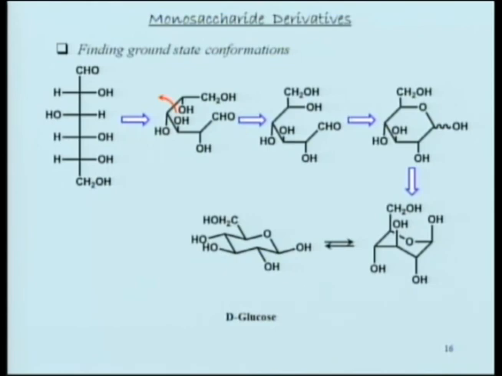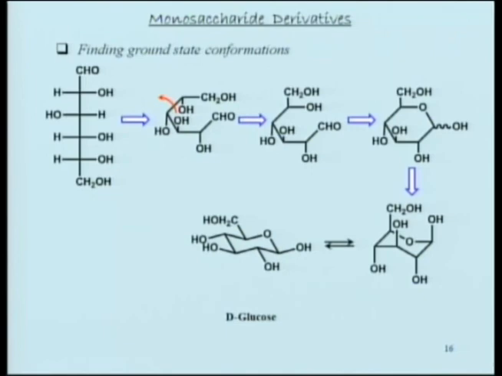Are you all with me? Then we rotate that bond so that the OH turns up in the same plane as the carbonyl. So you rotate like that. CH2OH has to go at the top. The OH will come in the same plane as the aldehyde, and then that is ready for the attack on the carbonyl. You're going to get alpha or beta at this position, which we have seen earlier.